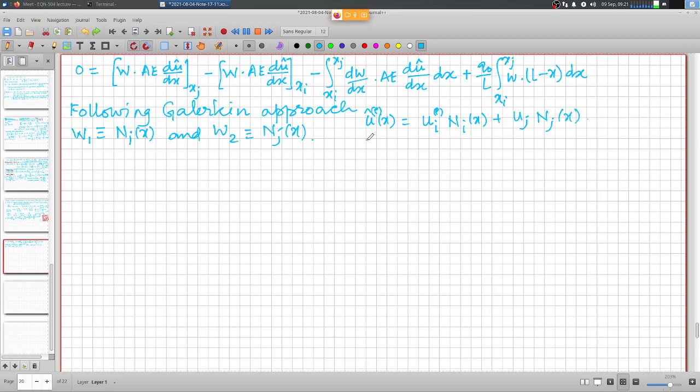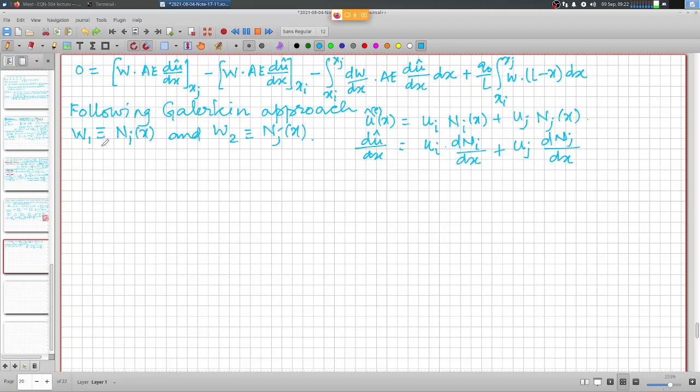So du by dx will of course be equal to ui multiplied by dNi by dx, plus uj multiplied by dNj by dx. You can keep the ith element number, or in this particular case we have only one element, so we can afford to just say i and j. And we already have this Ni and Nj defined, so we can just substitute it here.